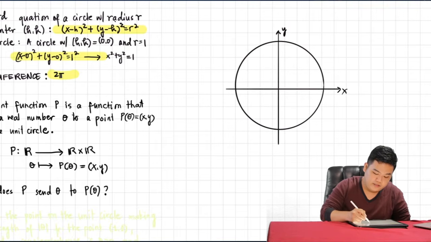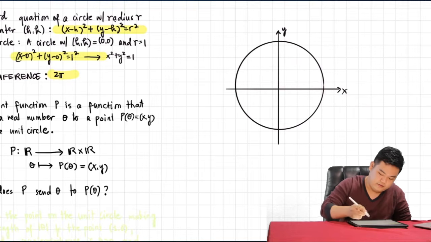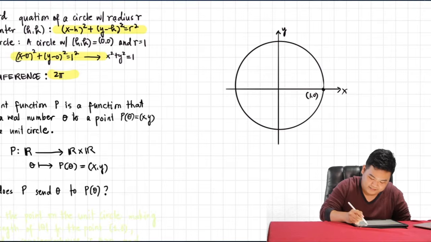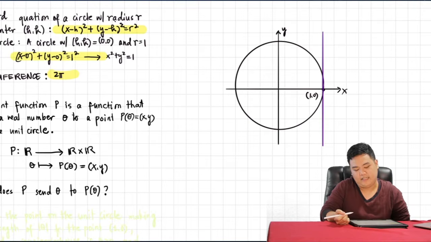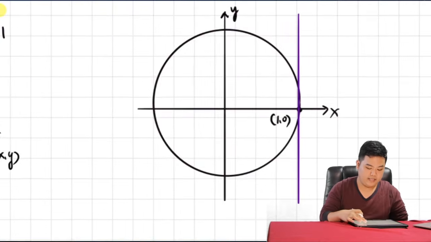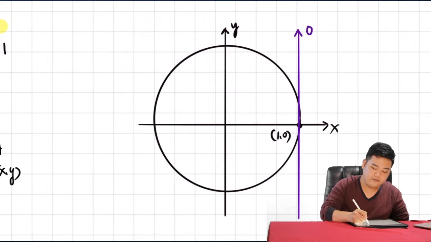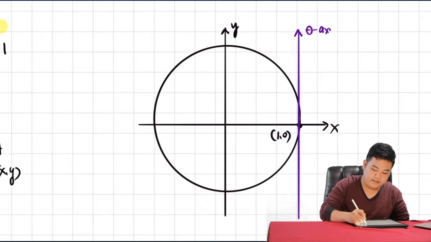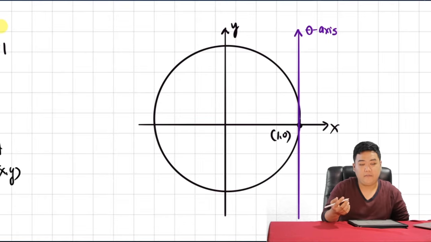So, since this is the unit circle, ang radius niya is 1. So, this point is 1, 0. Labelan natin. So, that is 1, 0. And we introduce a vertical line passing through this point. So kung color, violet. Ayan. So, that is our vertical line. So, this vertical line, tatawagin natin tong theta axis. Okay, theta axis siya. So, parang real number lang siya, pero patayo.